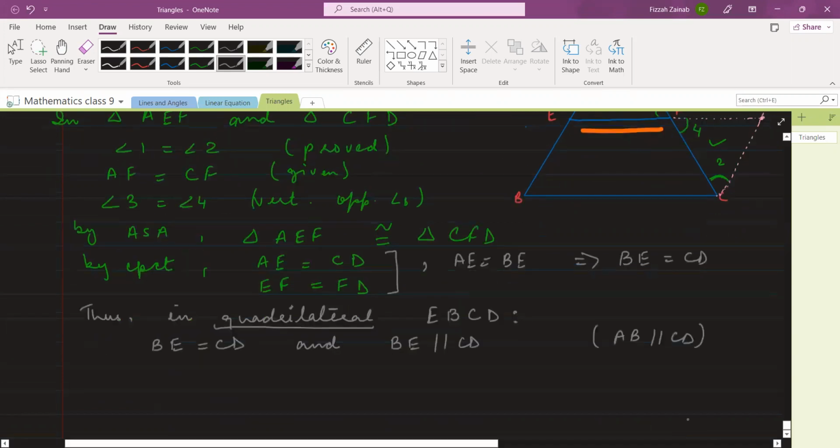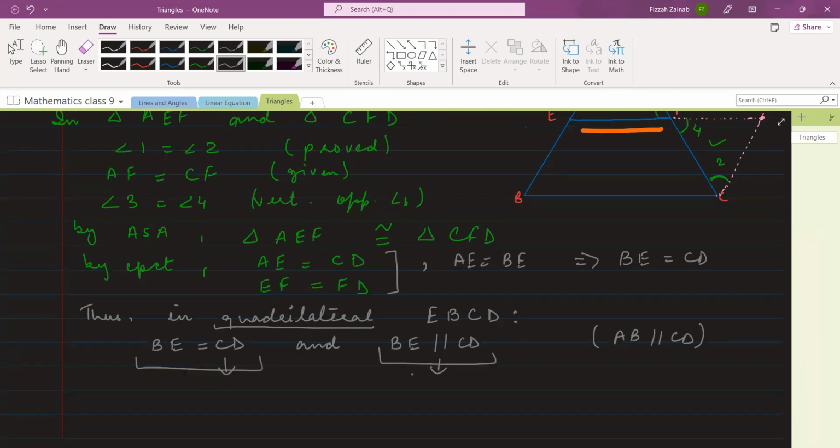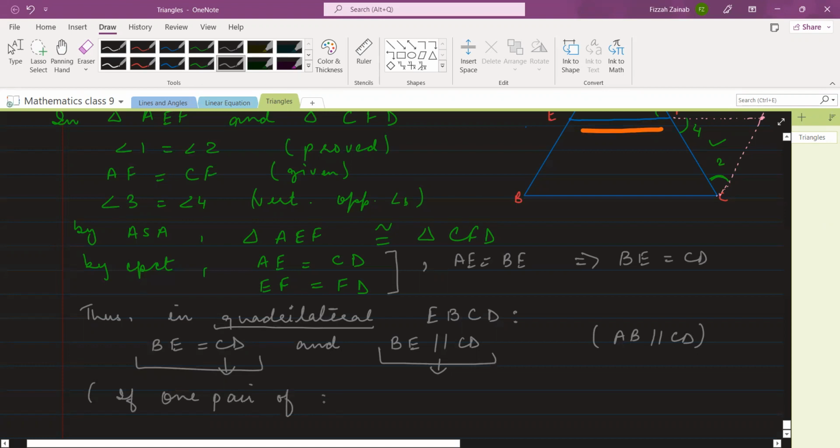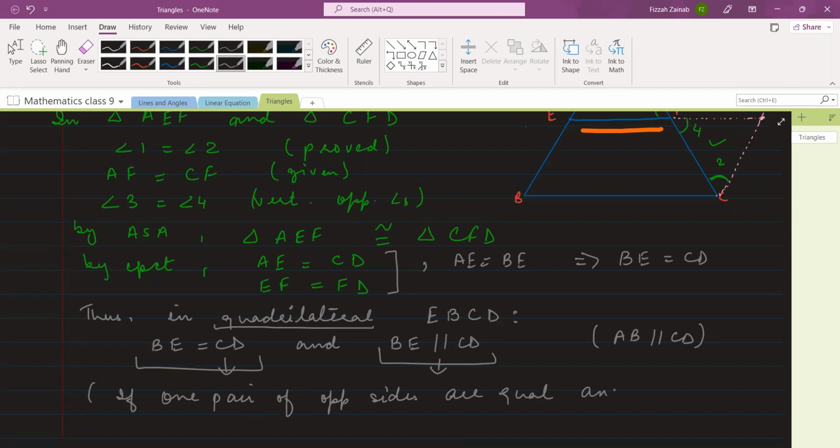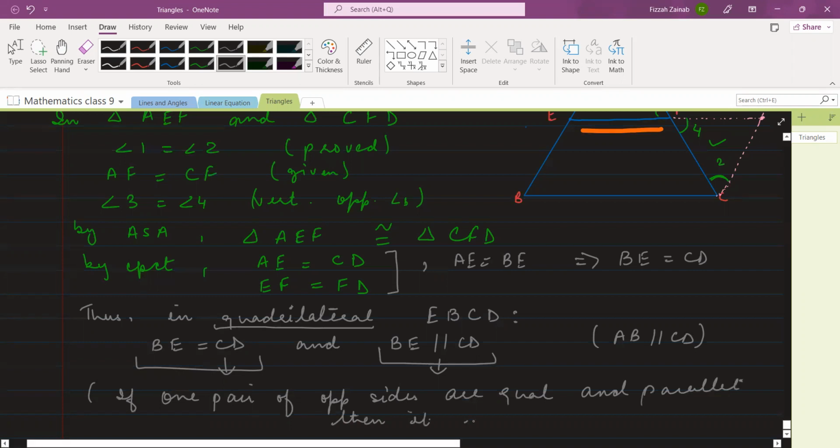Okay. So from these two conditions, there's a theorem from the first exercise that if only one pair of opposite sides is equal and parallel, I'm not saying both pairs, only one pair, then we can say it is a parallelogram, right? So this is the theorem: if one pair of opposite sides are equal and parallel, then it is a parallelogram.